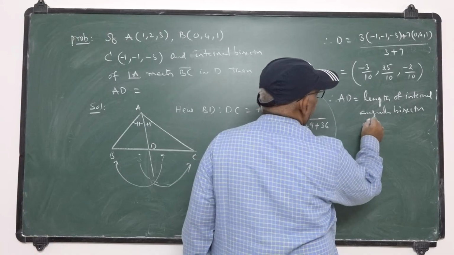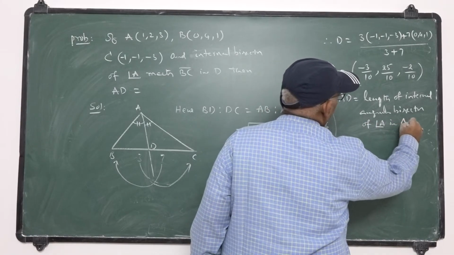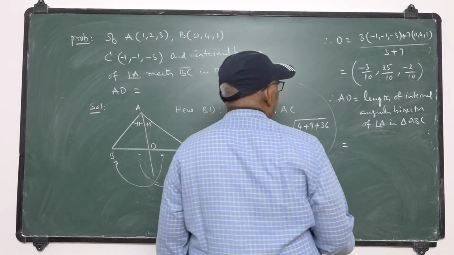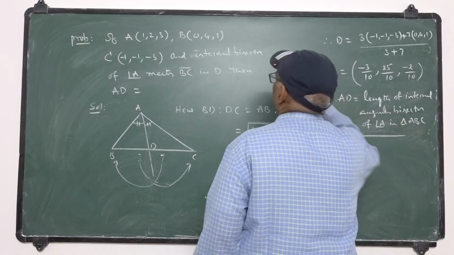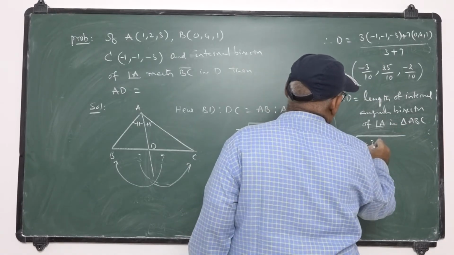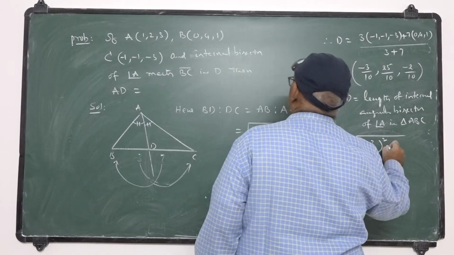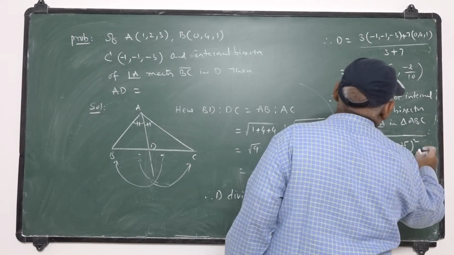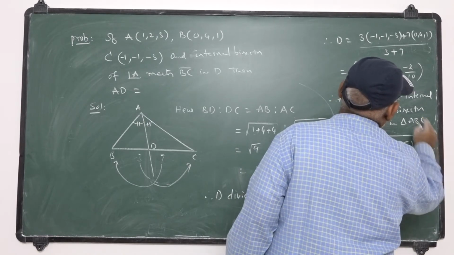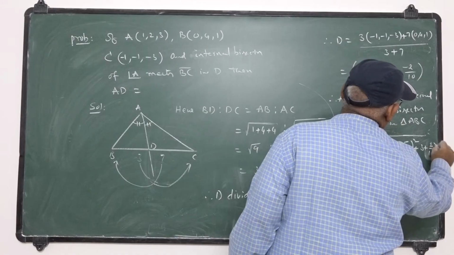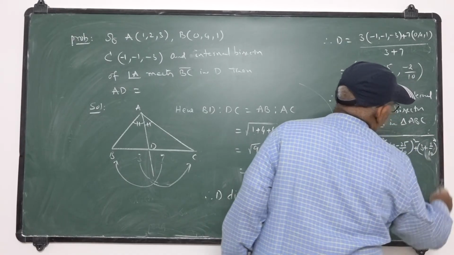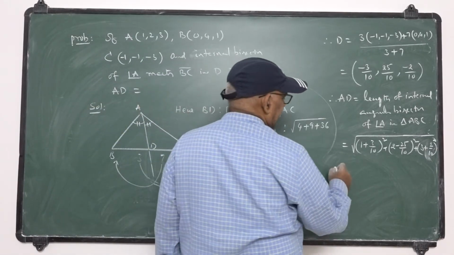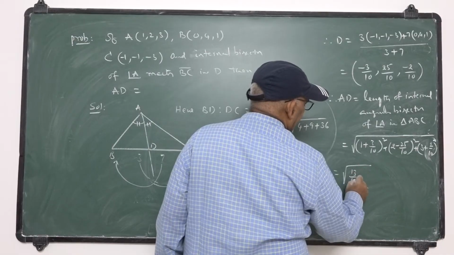Internal angular bisector of angle in triangle ABC. That is the distance AD, which is given by (1 plus 3 by 10 wholes), (2 minus 25 by 10 wholes), (3 plus 2 by 10 wholes), which gives us the length of the internal angular bisector. That is 13 by 10 wholes.